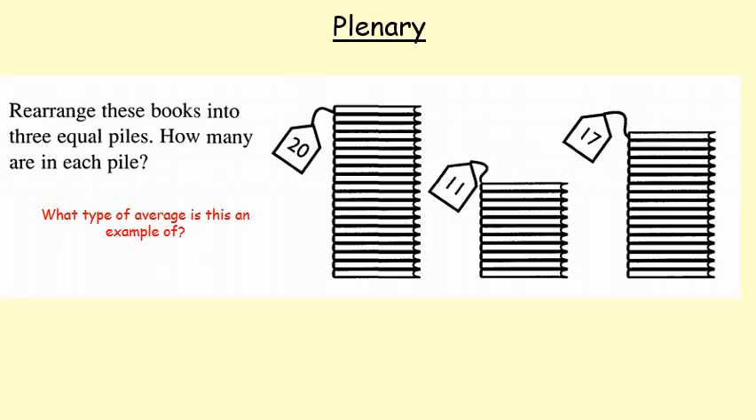Finally, we've got this question here. So we've got some books that are arranged into different size piles. So we've got 20 in one pile, 11 in another, 17 in the third one. And we want to arrange them so there's an even number of books in each pile, the same number of books in each pile. So see if you can work out how you would do that. And if you finish that, think about what type of average this is an example of. We used it briefly earlier in the lesson.